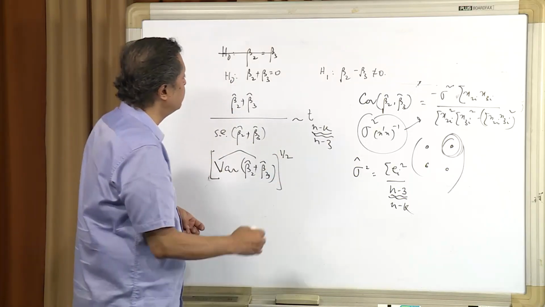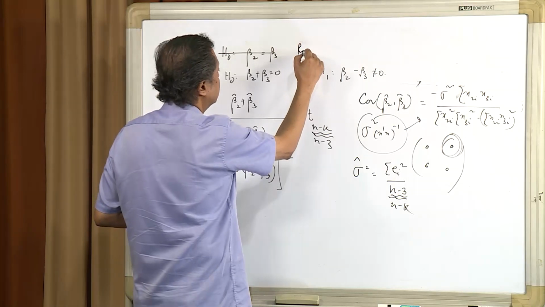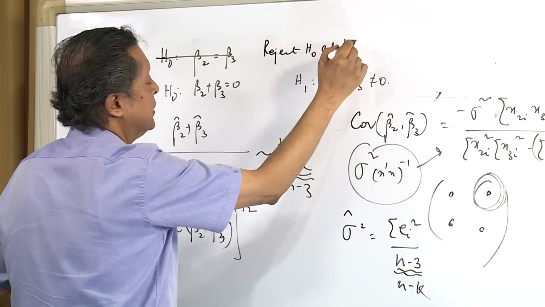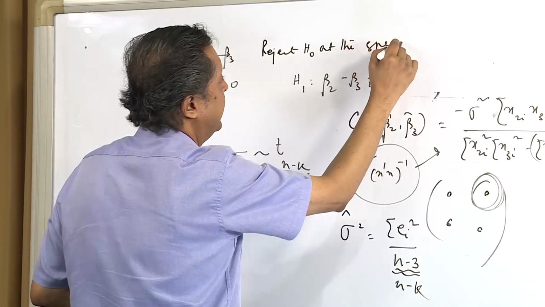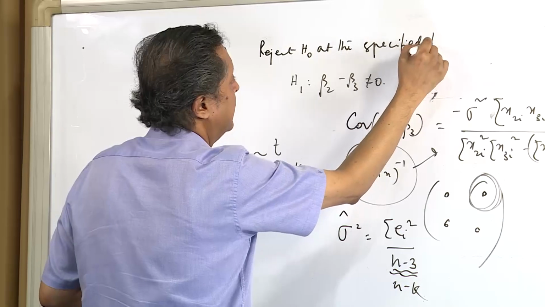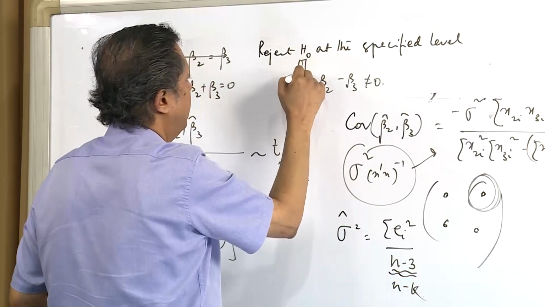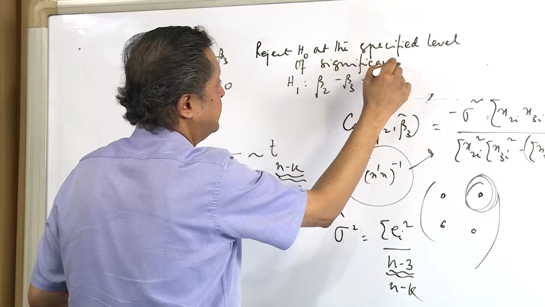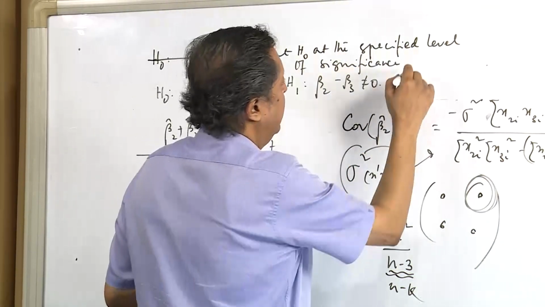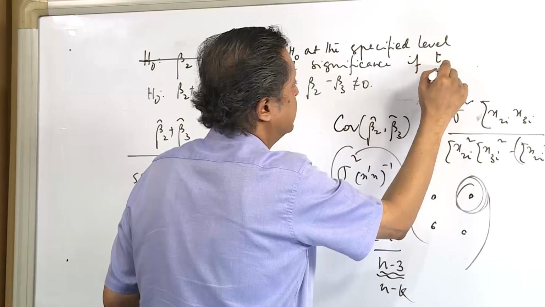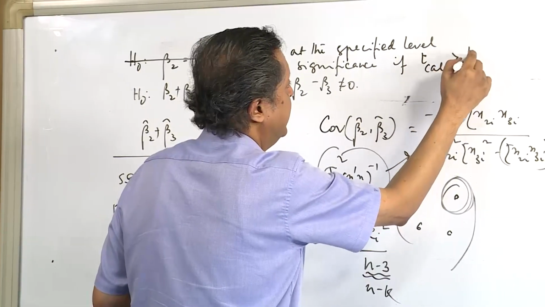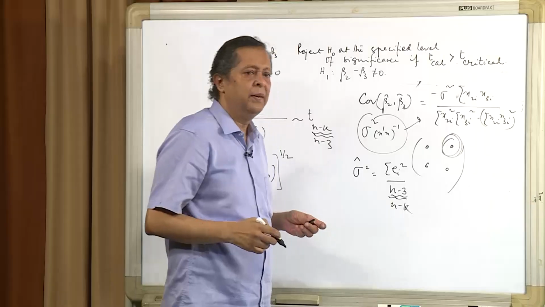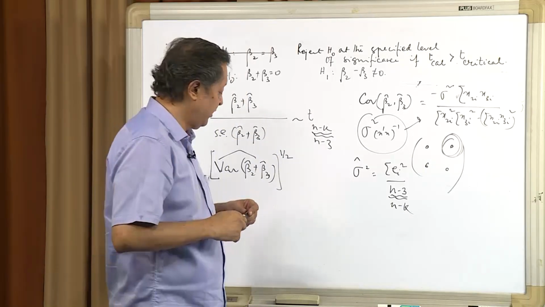What is the decision rule? Reject H naught at the specified level of significance, which we took as alpha, if t calculated exceeds t critical. Similarly, we have one tail tests also.